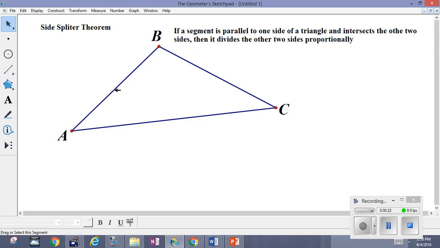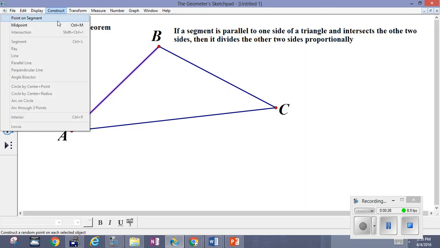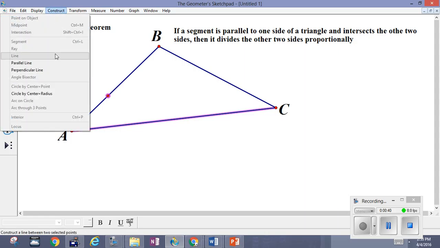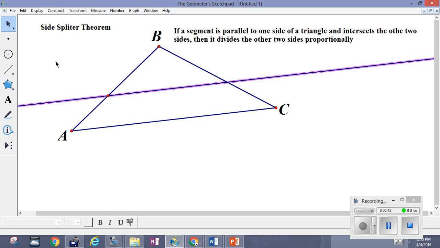I'm just going to select one of my sides. I'm going to construct a point on that segment, and that can be anywhere along that segment, so that can move around. Now what I want to do is construct a parallel. So I'm going to construct a parallel line through that. So these are the conditions that I have.